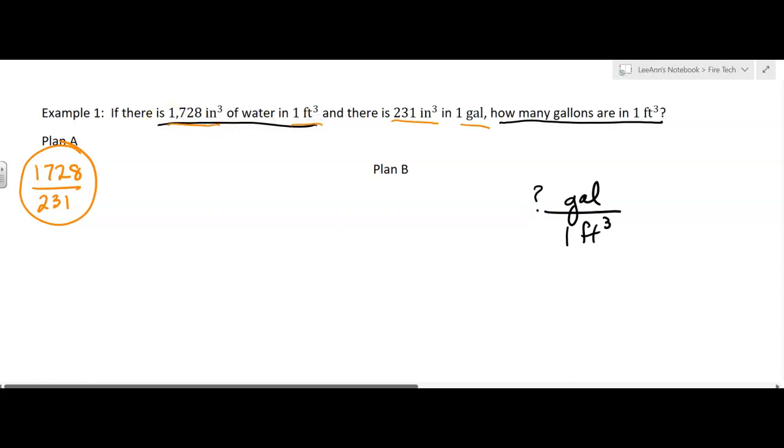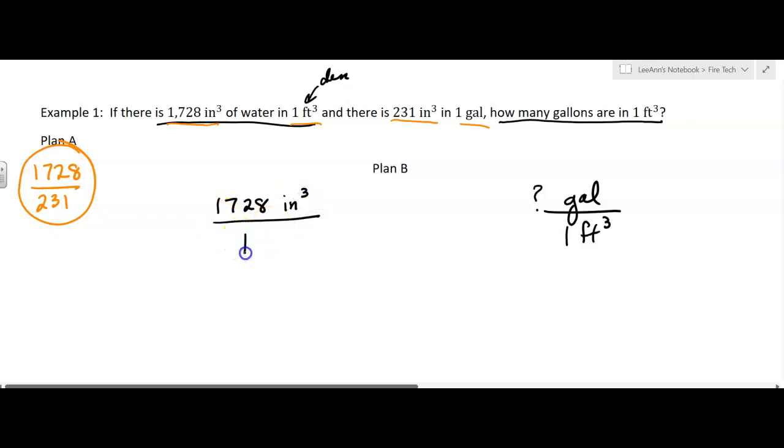Well, I know there's 1,728 cubic inches in 1 cubic foot. I want the cubic feet in the denominator, so let me do that. I'm going to write 1,728 cubic inches. I put the units so I'll know where they're at, over 1 cubic foot. They gave me that information. That's matching for me. I've got cubic feet right where I want them, cubic feet down here, cubic feet down here. I don't want those cubic inches though. I want those to be gone.